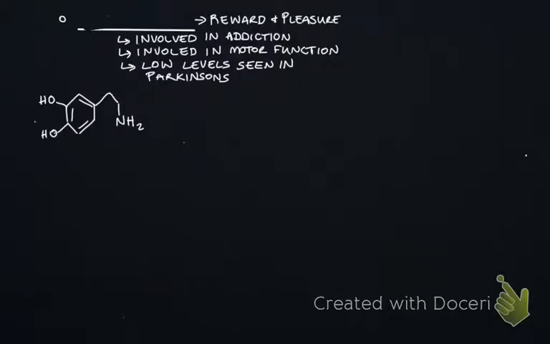Another common neurotransmitter you've probably heard of is dopamine. Dopamine is the reward and pleasure neurotransmitter involved in addiction, involved in motor function. Low levels are actually seen in Parkinson's. That's the one that's associated with tremors. We'll talk about this when we talk about drugs that affect addiction. I would suggest knowing what these neurotransmitters like serotonin and dopamine are associated with. So put your stars by that.